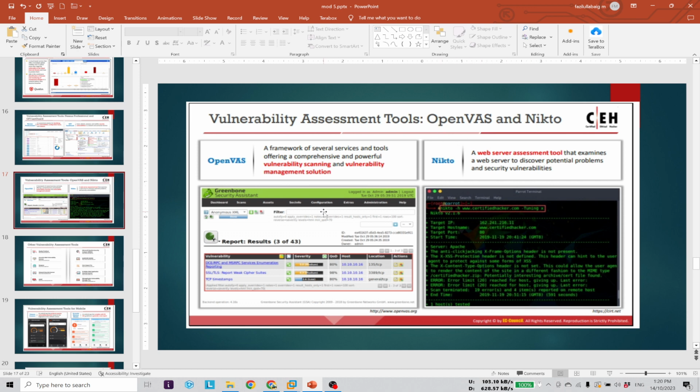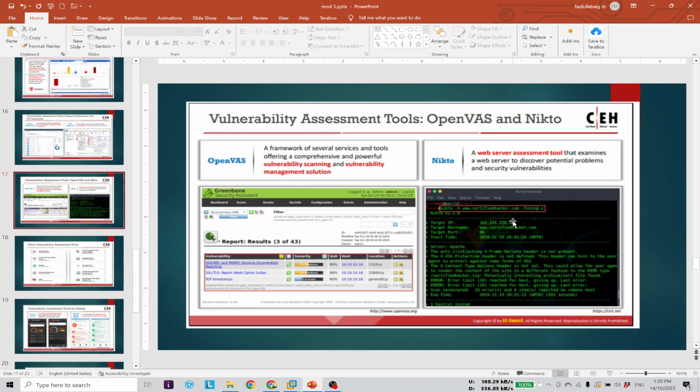OpenVAS is used for network scanning. Okay, it can scan networks. Here they have given one screenshot, and another tool is there. OpenVAS and Nikto are both used on Linux systems only. In the screenshot you can see Nikto, and they have given one command for one particular website.